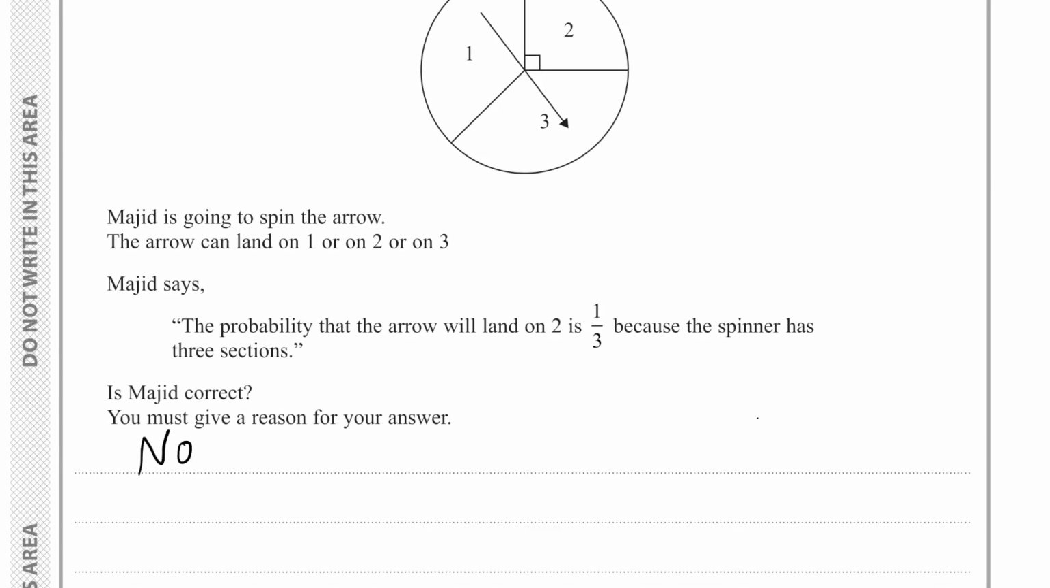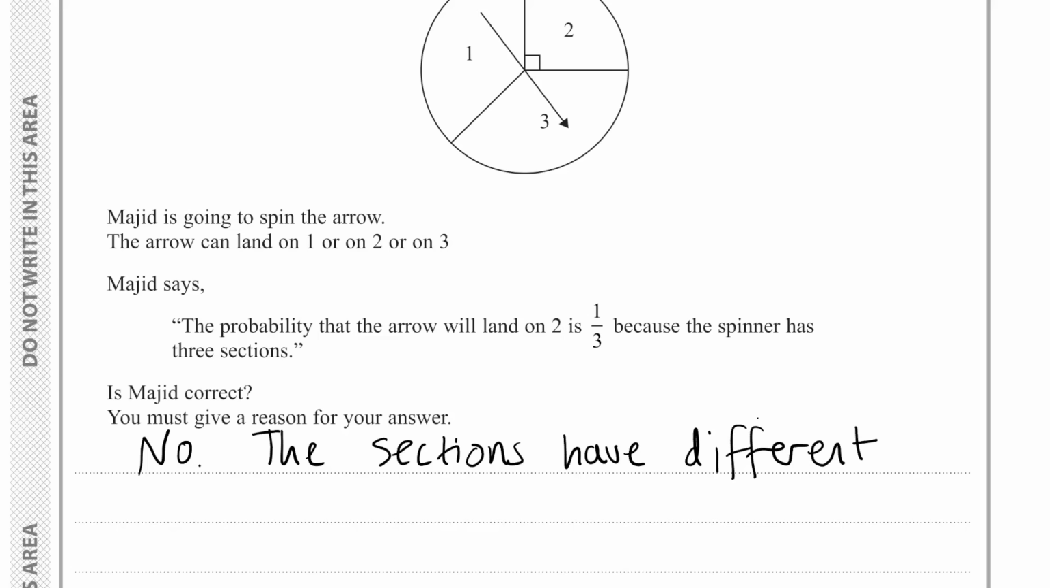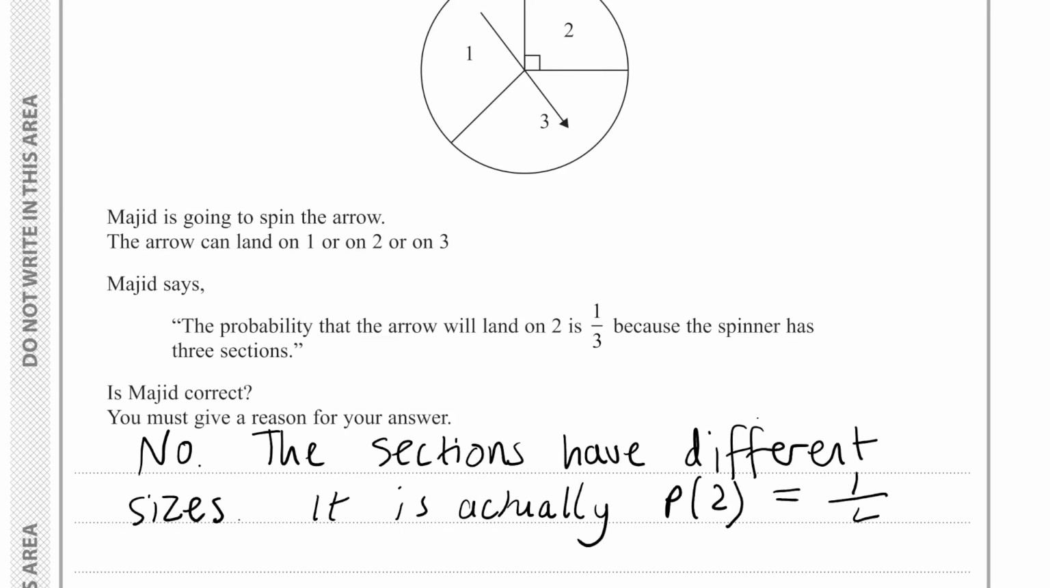So no, the sections have different sizes. And we know that it's not 1/3 for number 2. It's actually a 90-degree angle, which is a quarter of a circle. So the probability of 2 is actually 1/4.